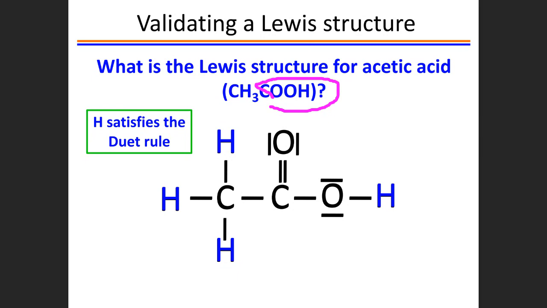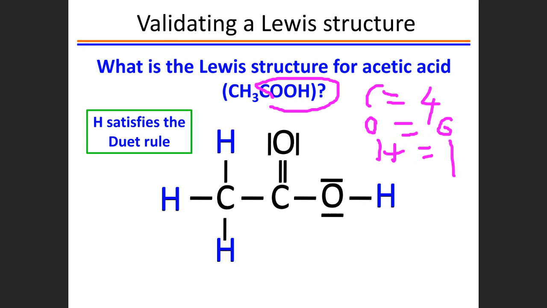So acetic acid. Here we have carbon, hydrogen and oxygen. We know carbon has 4 valence electrons, oxygen 6, and hydrogen 1. Generally, carbon needs 4 more electrons to get an octet, oxygen needs 2 to get an octet, and hydrogen needs 1 to get a duet.